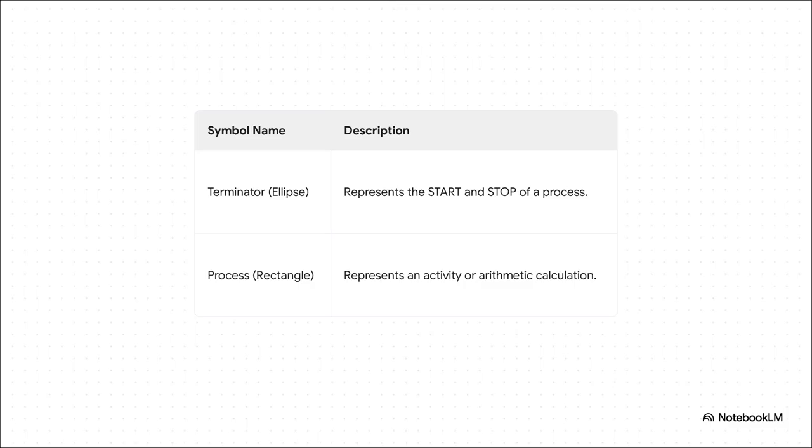And here they are. First up is the Terminator, that flattened oval shape. Think of it like a bookend. You're only ever going to see it twice, once at the very start and once at the stop. Simple. Then you've got the rectangle. This guy is the workhorse of the whole operation. Any calculation, any action, any doing part of your process, it all goes inside a rectangle.